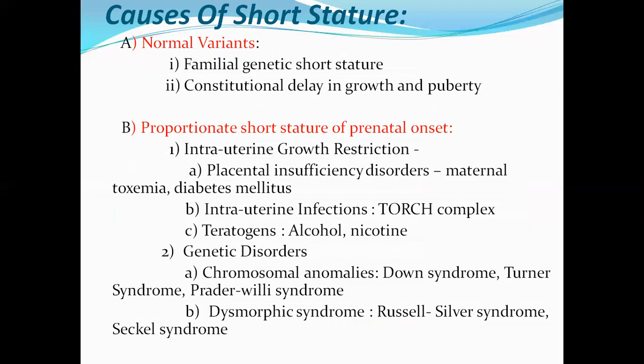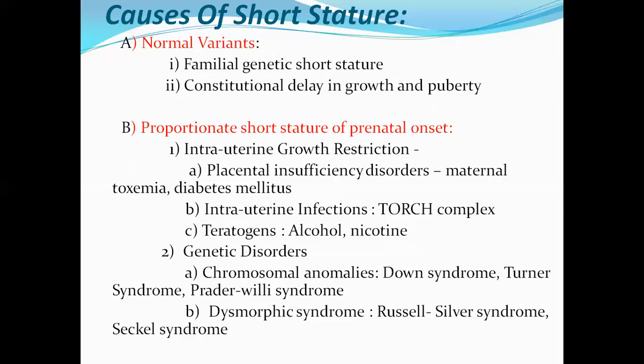Second part is proportionate short stature of prenatal onset. In this case, there is intrauterine growth restriction, which may be due to placental insufficiency disorders like maternal toxemia, diabetes mellitus. Second could be intrauterine infection like TORCH infections. Even teratogens like alcohol, nicotine, and various drugs can cause short stature.